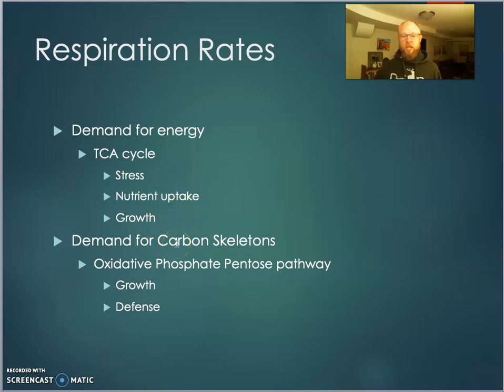And then another thing that would change the respiration rate would be the demand for carbon skeletons. So that oxidative pentose phosphate pathway, remember, produces the carbon skeletons. So if plants are growing really fast, they need lots of carbon skeletons, and a lot of those sugars are going to be funneled through the oxidative pentose phosphate pathway. And that could be growth of new leaves, new roots, or it could also be production of defensive compounds. So any new biosynthesis that occurs in the plant is going to increase the respiration rates. Alternatively, if a plant's not growing fast or doesn't need a lot of energy, that's going to cause those respiration rates to slow down.